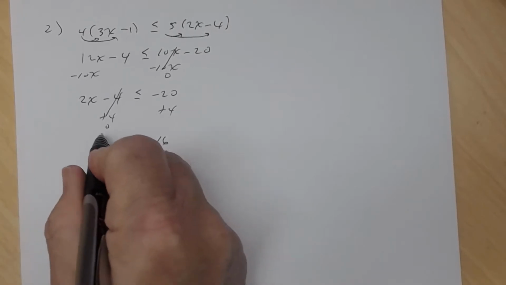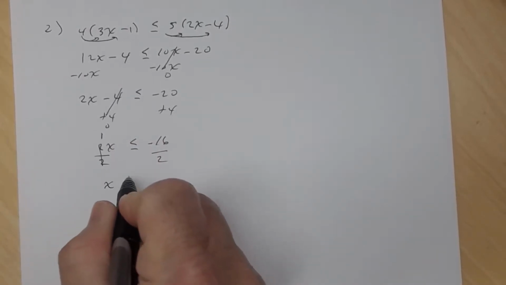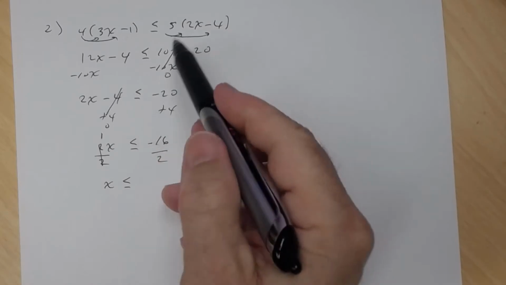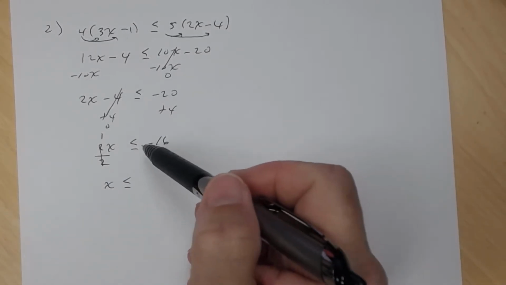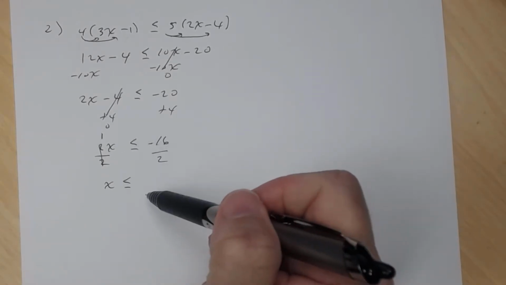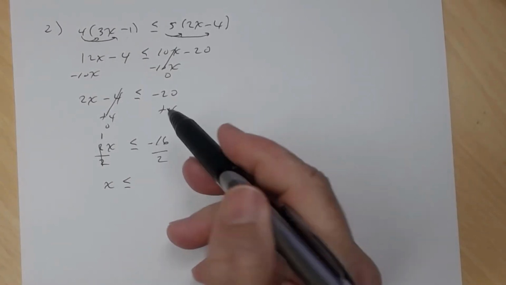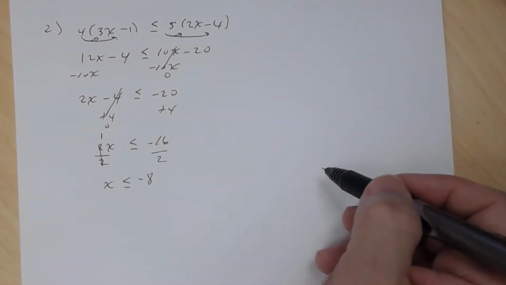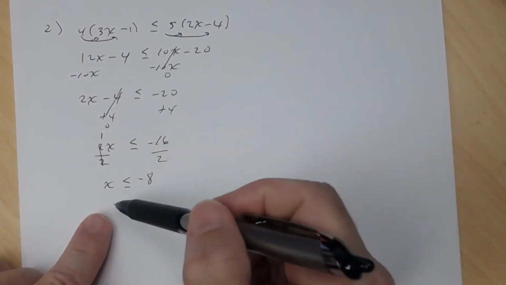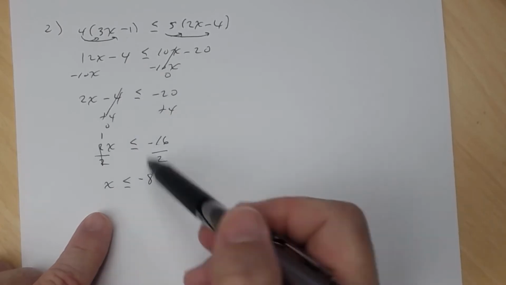And then 2 divided by 2 is 1, 1 times x is x. It's less than or equal to. And remember, the symbol stayed the same because I did not, in any situation here, multiply or divide by a negative number. So I'm dividing by a positive 2. And -16 divided by 2 is -8. So I found the solutions to the original inequality. In fact, for all these inequalities, the solutions would be this.